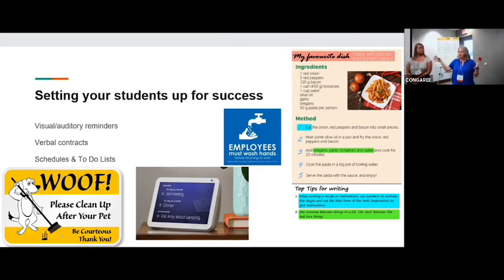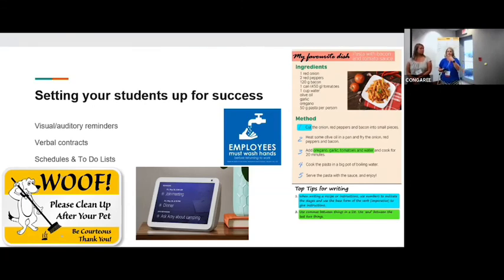So it is okay to have prompts like that for your students and have them specific to maybe that part of the task analysis that they struggled with. You could also use verbal contracts. Christy talked about making sure that you're not working on things in the moment, setting them up for success.